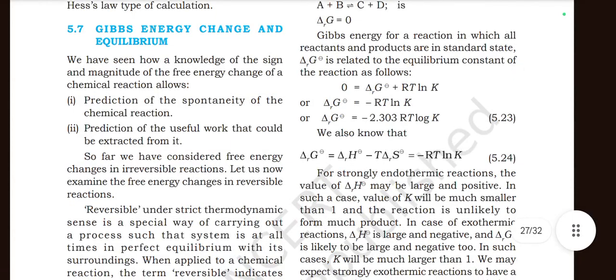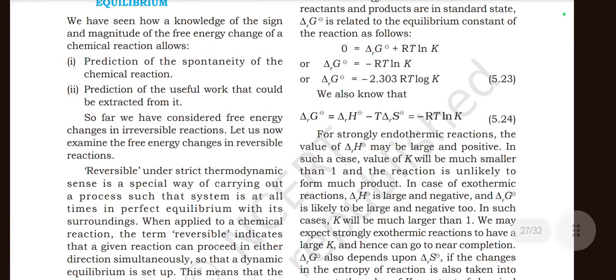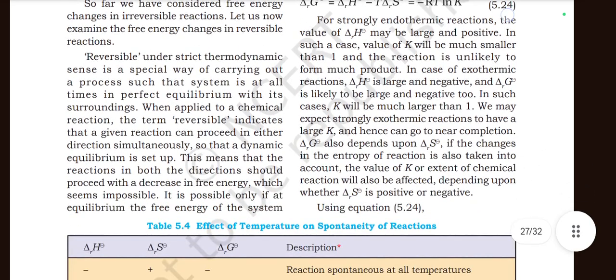ΔrG° gives the free energy for a reaction in which all reactants and products are in the standard state. ΔrG° is related to the equilibrium constant. For strongly endothermic reactions, the value of ΔrH° may be large and positive. In such a case, the value of K will be much smaller than 1 and the reaction is unlikely to form much product. In case of an exothermic reaction, ΔrH° is large and negative, and ΔrG° is likely to be large and negative too. In such cases, K will be much larger than 1. We may expect a strongly exothermic reaction to have a large K and hence can go near completion.